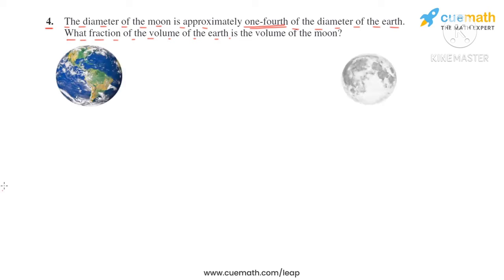So they have given that the diameter of moon is approximately 1/4 of the diameter of the earth. So let's say the diameter of earth d1 is equal to x. Then the diameter of moon, that is d2, will be x by 4. Then we will find the radius. Radius r1 will be x by 2, and radius r2 will be x by 8. We divide by 2, then we get x by 8. Now we have to find the ratio of the volumes.